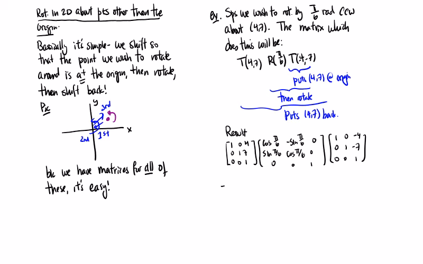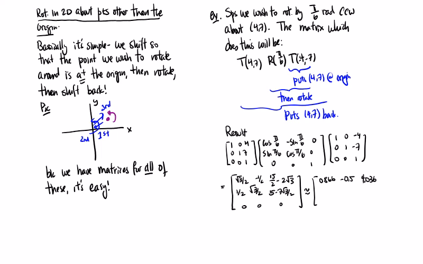If we calculate this, I'll give the equals and the approximate. This is √3/2, negative 1/2, 15 halves minus 2√3, 1/2, √3/2, 5 minus 7√3/2, 0, 0, 1, which is approximately 0.866, negative 0.5, 4.036, 0.5, 0.866, negative 1.062, 0, 0, 1. Be careful, there's a 1 down here in the lower right.